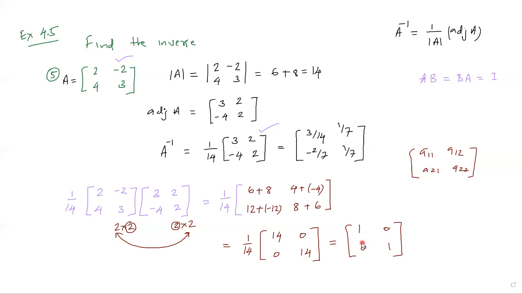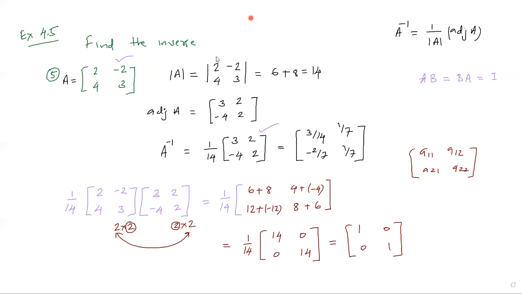Got it? Is it clear to you? This is how we find the inverse of a 2 by 2 matrix. Not only for 2 by 2 matrix, any matrix. So adjoint of A ko 1 by determinant se multiply kar dena. So 2 by 2 case mein bahut aasan hai. Direct aap likh sakte hai.